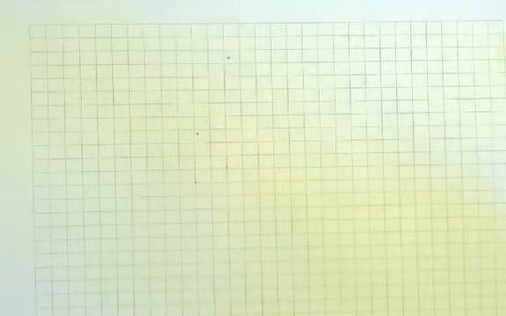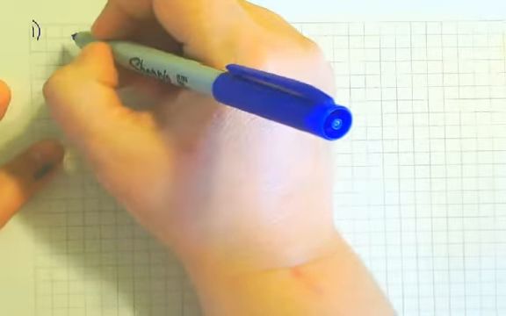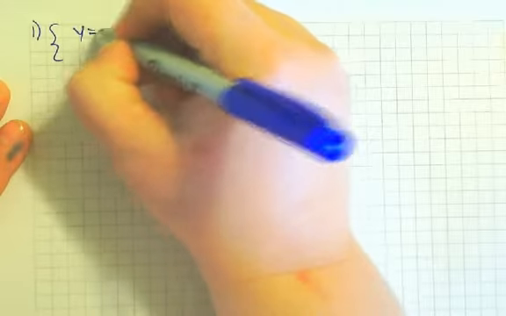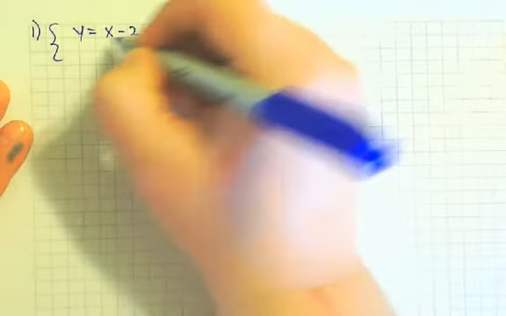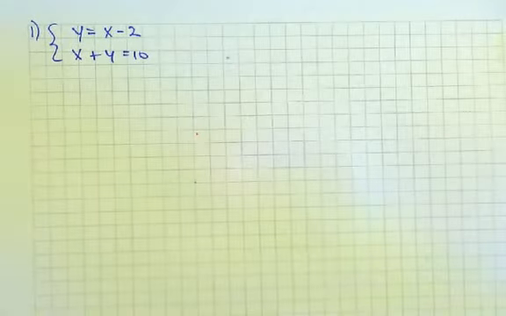So I've got a separate sheet of paper here. I'm going to do number 1. Remember, this is 3-1 practice Form G. Number 1, the system numbers are y equals x minus 2 and x plus y equals 10.